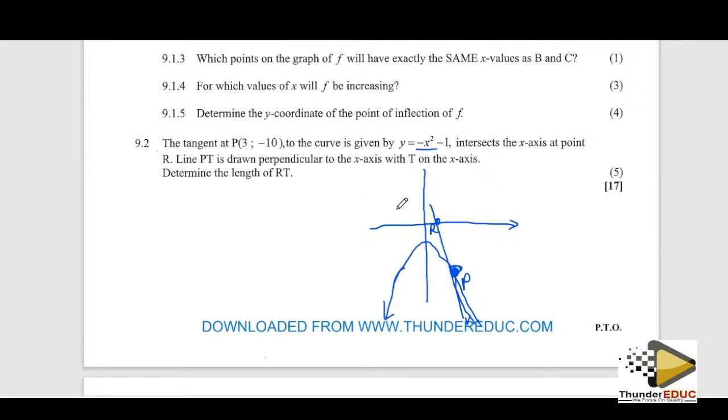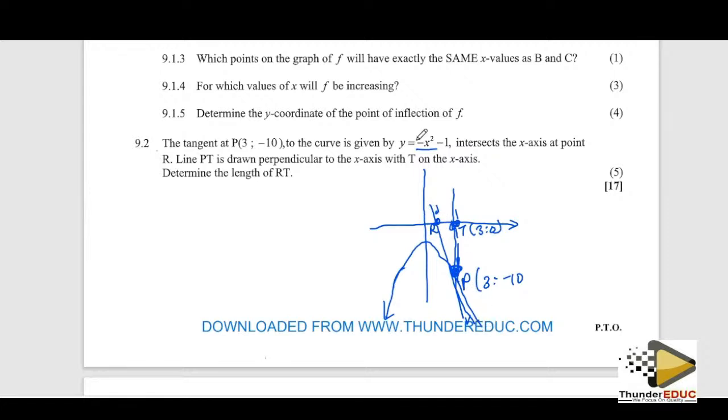Then a line PT is drawn. There is a line there, which is PT, perpendicular to the x-axis with T on the x-axis. So that is T, that's a 90. If this is 3 and -10, which means this point T is also 3 and 0. They want me to determine the length RT. So for me to get RT, I need to find the coordinates of R. For me to get the coordinates of R, I need the equation of PR.